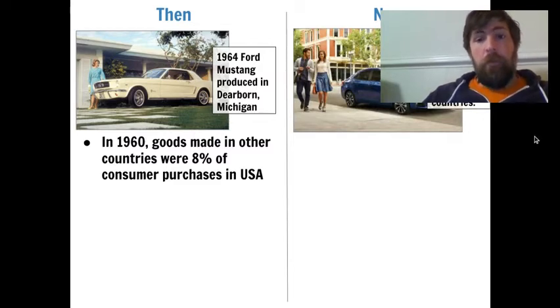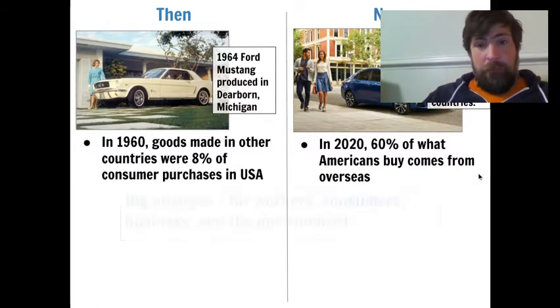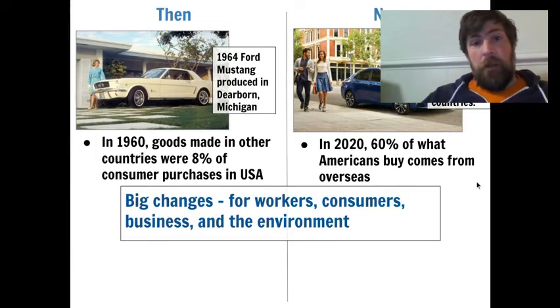Today, the Toyota Corolla, one of the most popular cars in America, is produced in 18 different countries. 60% of what Americans buy now comes from overseas. So we've gone from 8% to 60. That's a huge change. That's a huge change for workers that are making the cars. That's a huge change for consumers, the people buying the cars. It's a huge change for businesses that make money off of production of cars, and it's a big change on the environment.